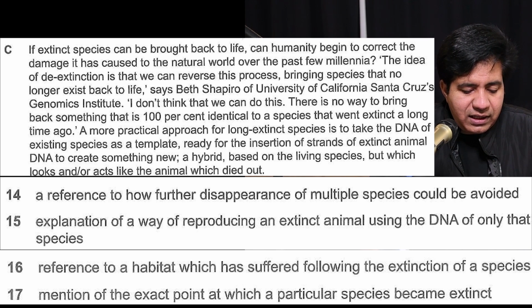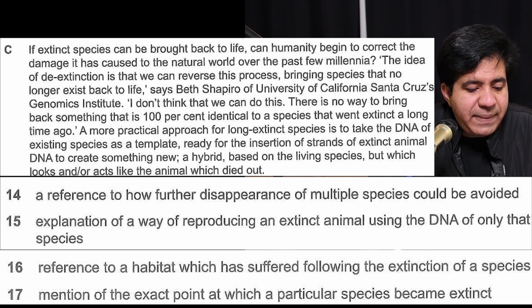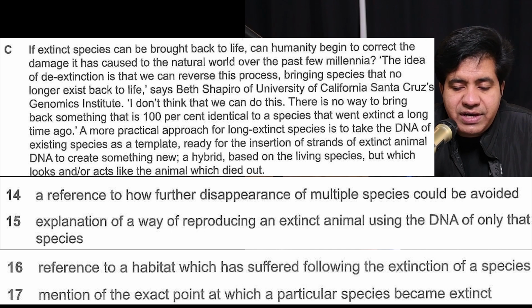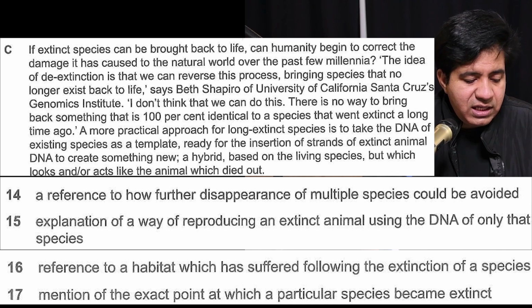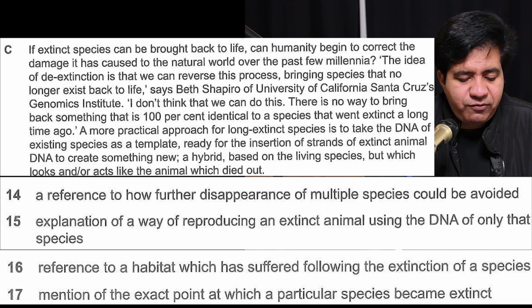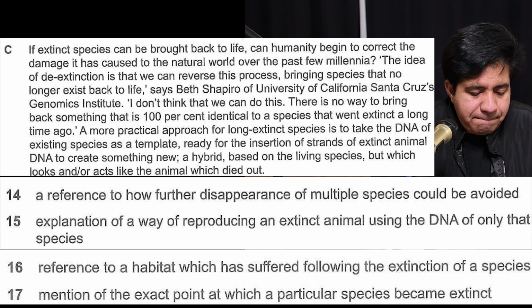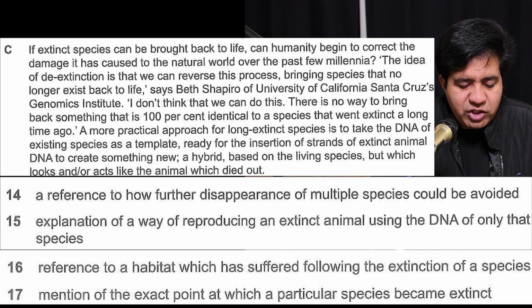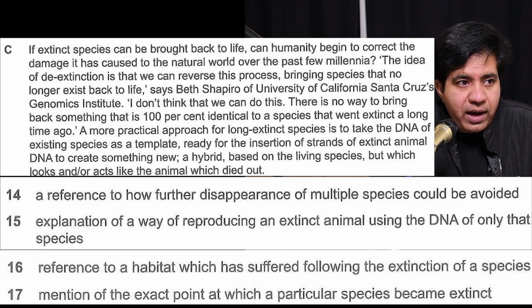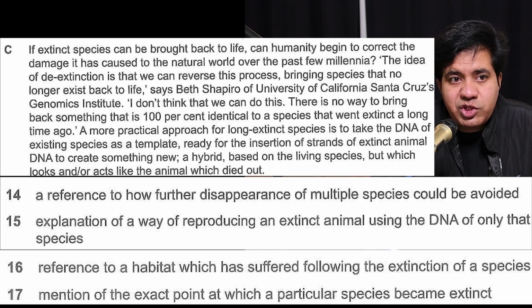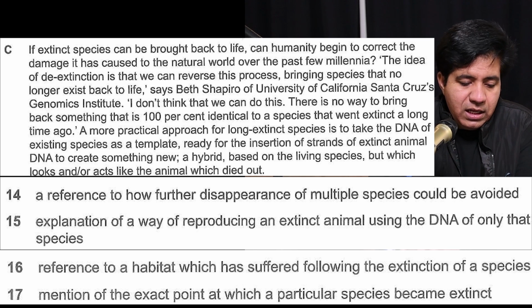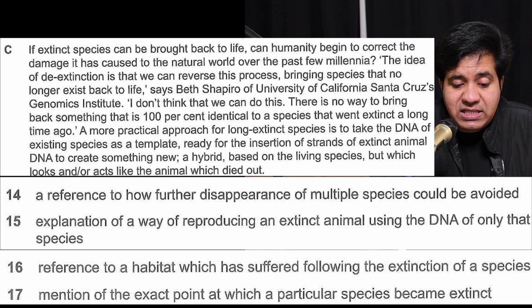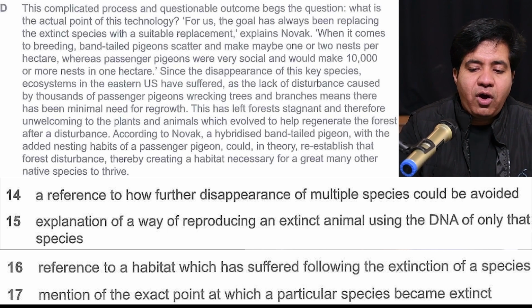Paragraph C, and just look for reference to how further disappearance of multiple species could be avoided, and reference to a habitat which has suffered following the extinction of a species. Go through this paragraph, and by the way, you will find Beth Shapiro. Underline that. We have a question about him. So, anything? We've got two questions. Now you're looking for both questions. The habitat question doesn't go there. Now please come to paragraph D for doctor.